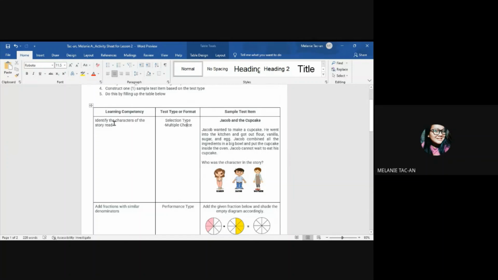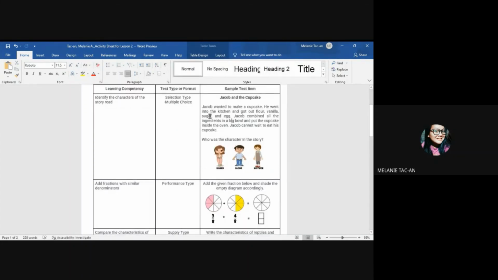So for identify the characters of the story, I classified it as a selection type or a multiple choice format. It's like this. For example, sample test item number 1, Jacob and the Cupcake. It is actually a short story with a question, selection type for this one. Darren, Jacob, mother. Let me read it.